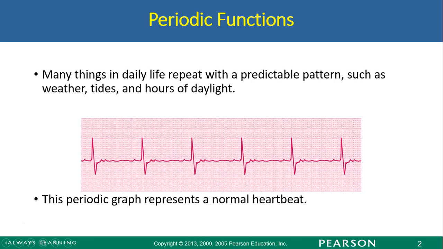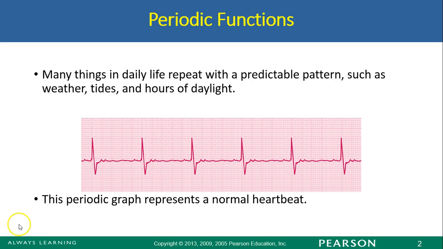Sine and cosine functions and other trig functions are called periodic functions. It's because they repeat themselves over and over in a pattern. So here's a couple of things that are predictable and repeat many times. Things in daily life that repeat with a predictable pattern are things such as weather, tides, and hours of daylight. And this right here is a graph that represents a normal heartbeat. So we can call that a periodic pattern right there.